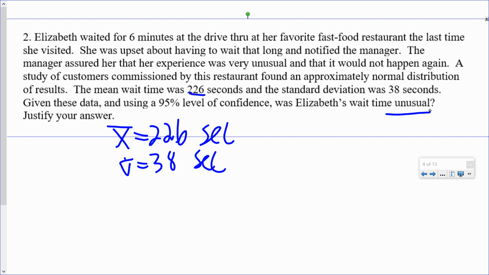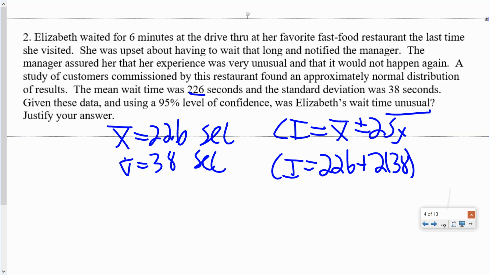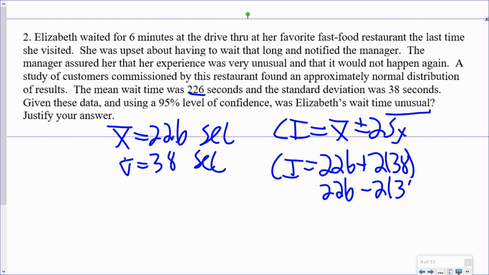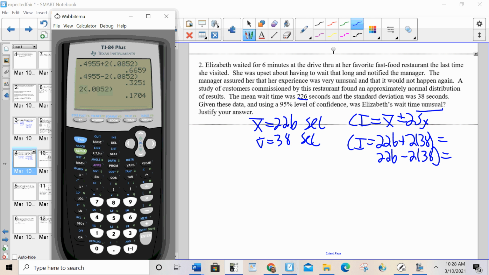To determine if her time was unusual, I need to see if her time is inside the confidence interval or not. So I have to start by finding the confidence interval, which is the mean plus and minus 2 times the standard deviation. The mean is 226, so it's 226 plus 2 times 38, and it is 226 minus 2 times 38. So I can put those into my calculator. It'd be good if I had my calculator on me. I don't, but I have this one, so it's all good.